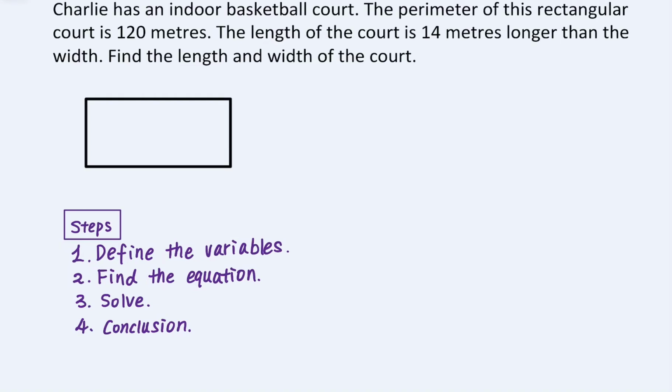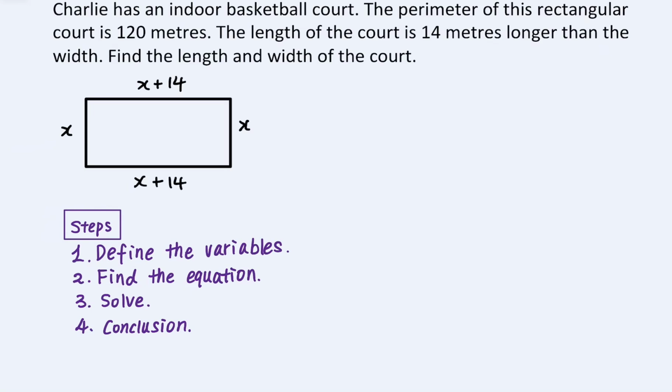Still, if we follow the 4 steps, we're going to define the variables, find an equation to connect the variables, solve the equation and conclude the question. Since the length of the court is 14 meters longer than the width, if I let the width be x meters, then the length is equal to x plus 14, since the length is 14 meters longer.